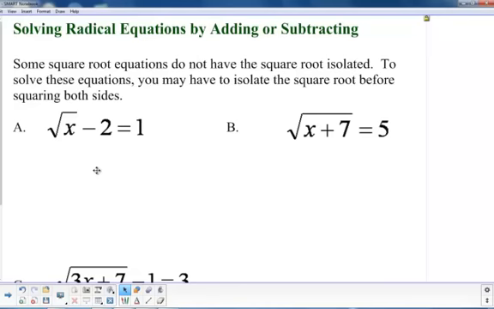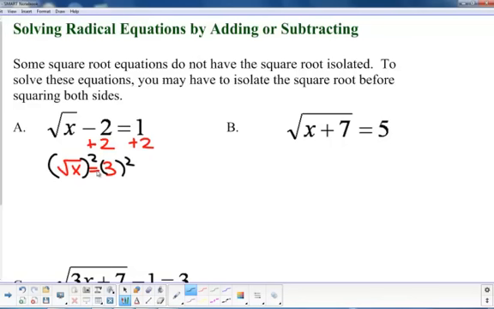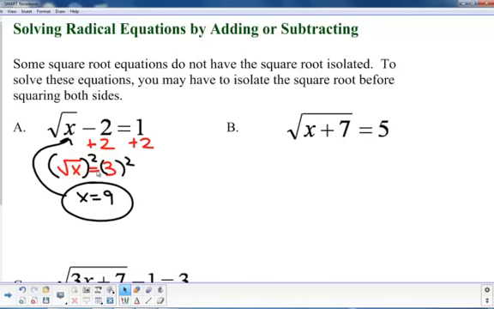This time, something needs to be done for the radical to be isolated. So our first step would be to add the 2. So the square root of x would equal 3. And then you square both sides. So x would equal 9. And you might want to just think about if that works. Square root of 9 is 3. 3 minus 1 is 2. Things are good.